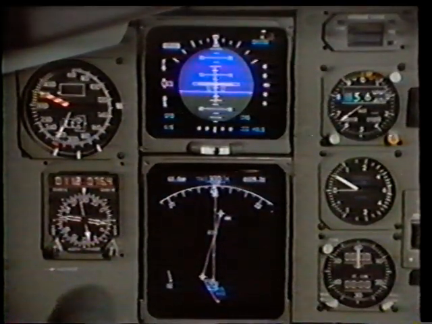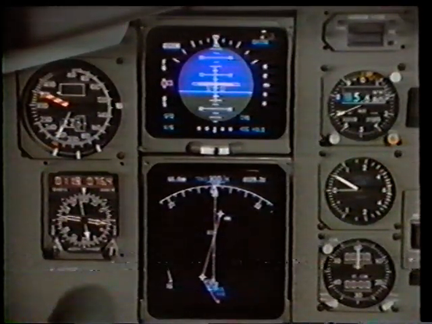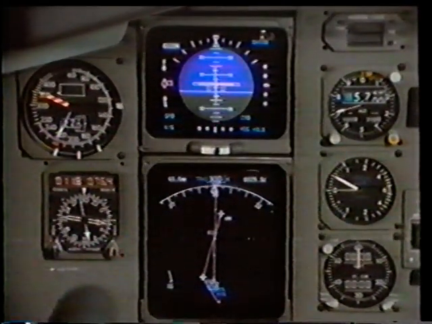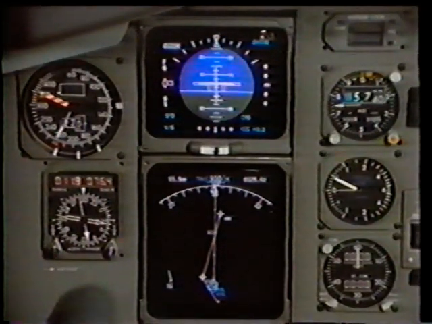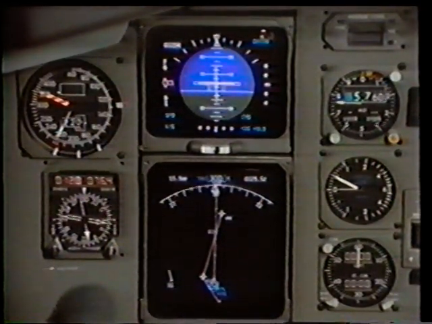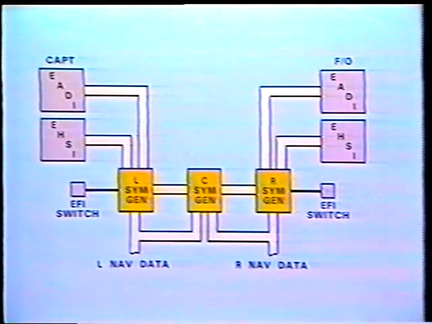The EADI and EHSI use cathode ray tubes, or CRTs, to display information in 7 colors. They are more reliable than their electromechanical counterparts, more versatile, with selectable information and modes not previously available to the flight crew. The information displayed on the EADI and EHSI is provided by 3 symbol generators. These generators are used to process sensor navigation and guidance data.